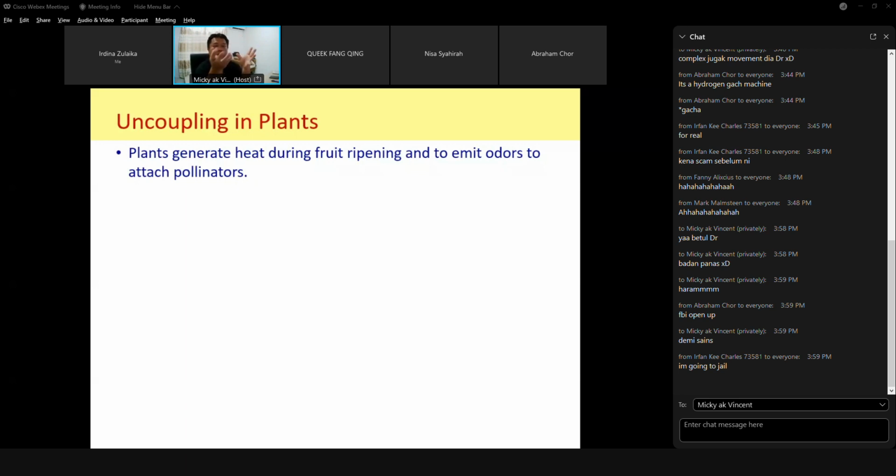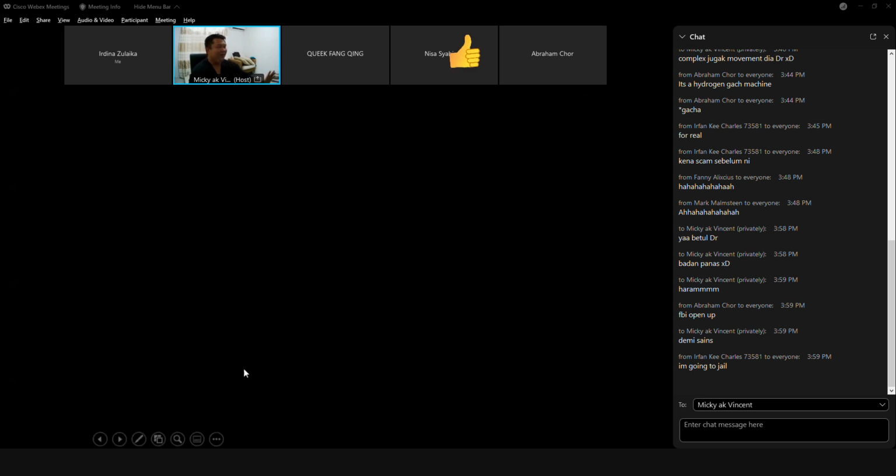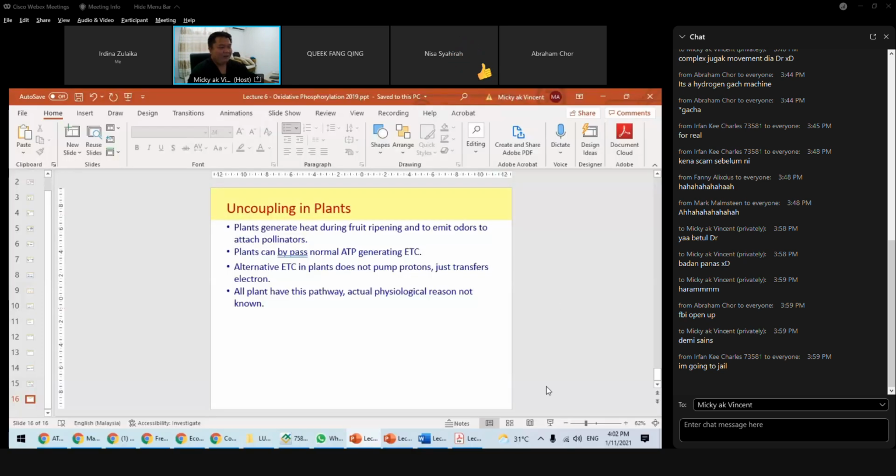So when odor goes out, then you attract flies, or you attract serangga, right? So itu sajalah, just to say that plants also uncouple. The reason is not known. Just know that it happens in plants. Oh, habis. Okay, any question? Right, so kalau tak ada soalan, itulah kuliah kita.